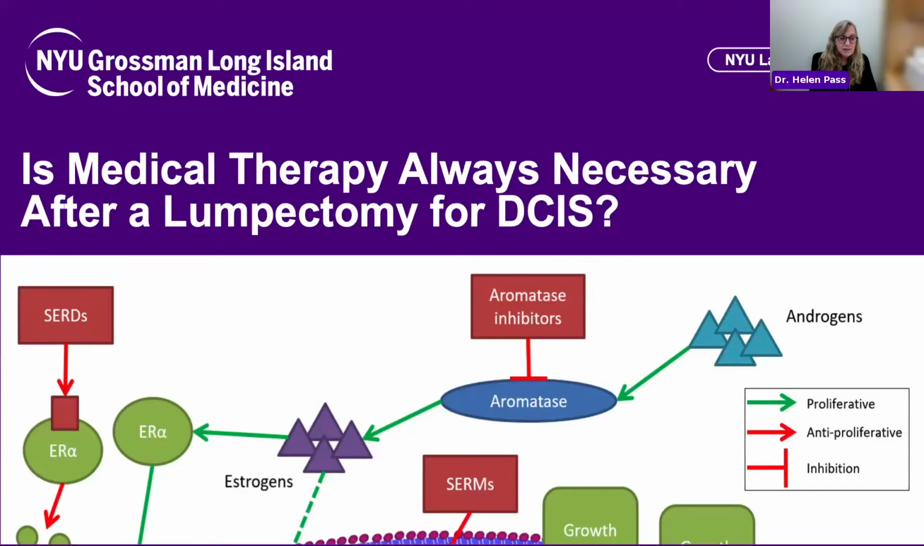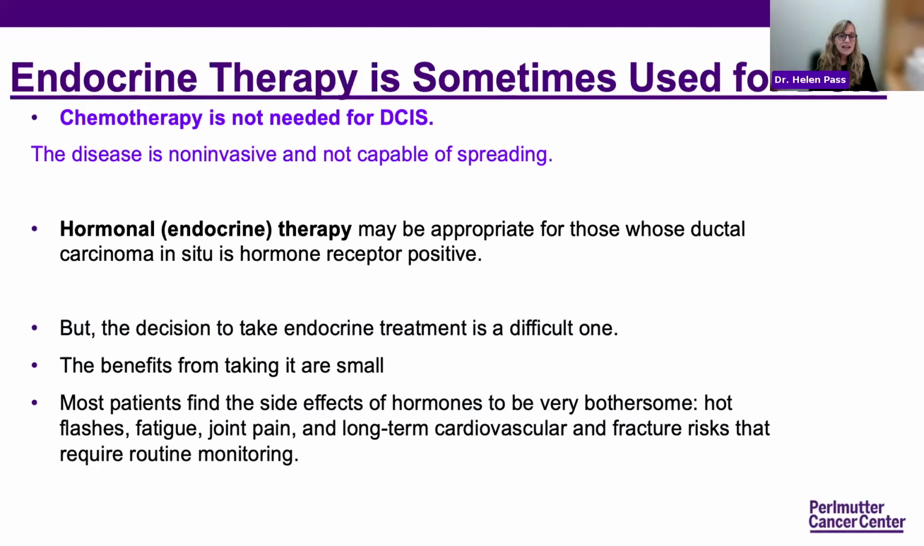So what about medical therapy? Again, the disease is non-invasive. It can't spread, so nobody's going to get chemotherapy for DCIS. Endocrine or hormone therapy or anti-estrogen therapy may be appropriate, especially if the disease is estrogen receptor positive, but it's really a hard choice. The benefits are small, mostly prevention of a second cancer, and there are some significant side effects. So I always tell everybody, go meet with the medical oncologist.